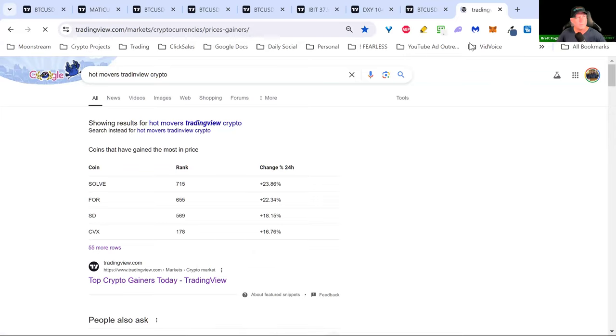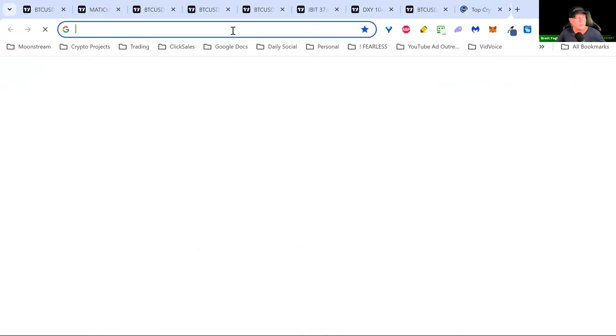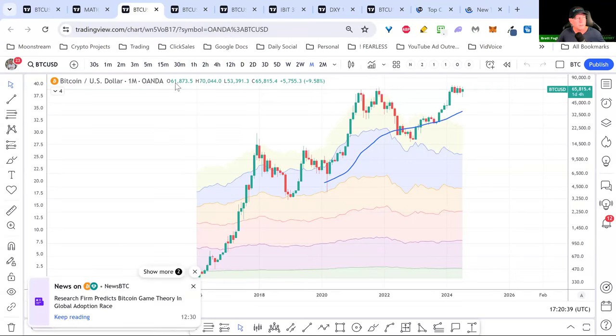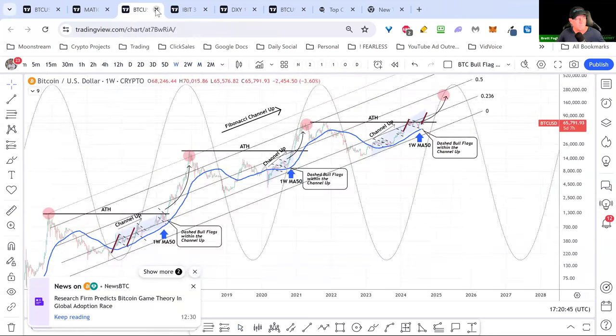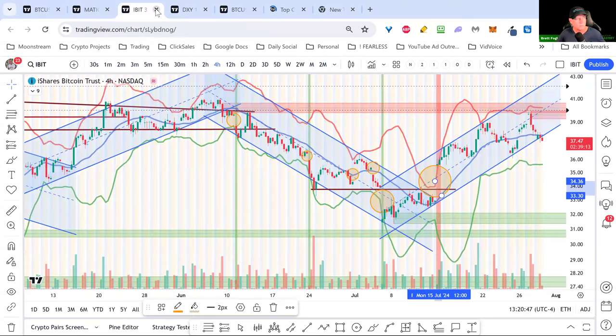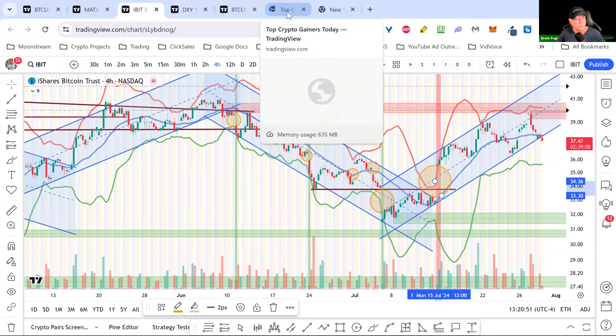My computer is bogging down a bit. Hang on, I'm going to close this study, and this one, and this one. We'll close out some of those because we're running a lot of data there in the IBIT.